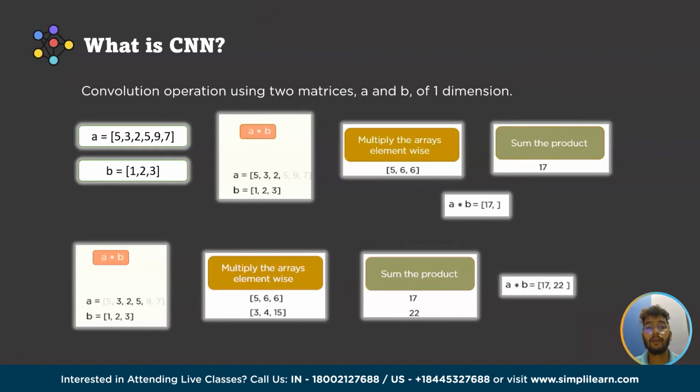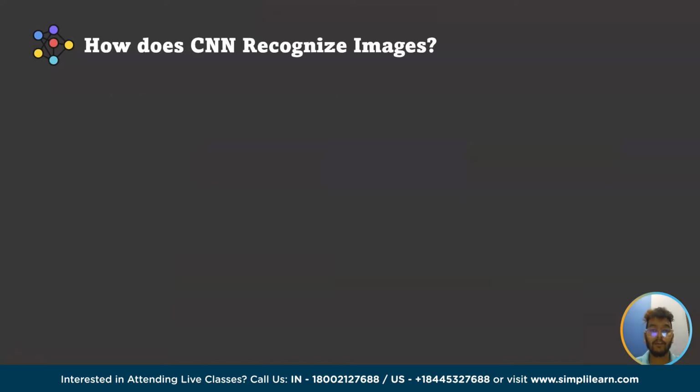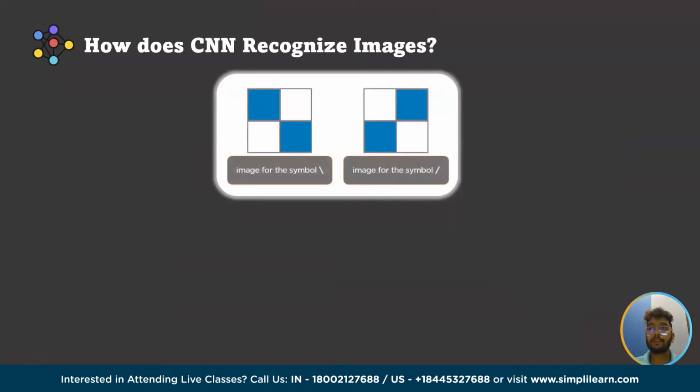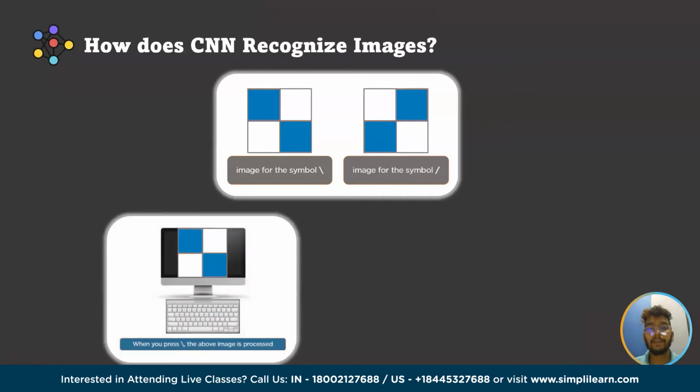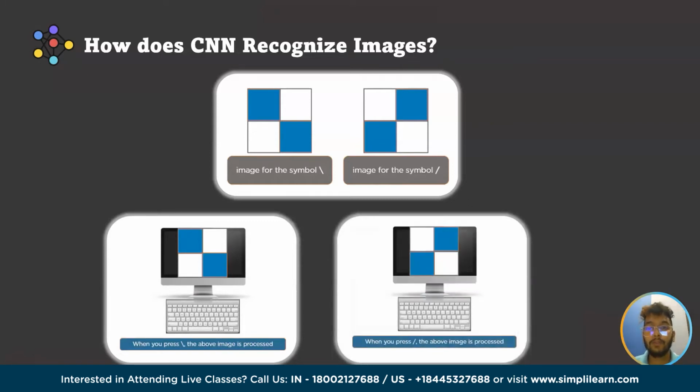So moving forward, now let's discuss how CNN recognizes images. So consider the following images. The boxes that are colored represent a pixel value of 1, and 0 if not colored. When you press backslash, the below image gets processed. And when you press the forward slash, the below image is processed.